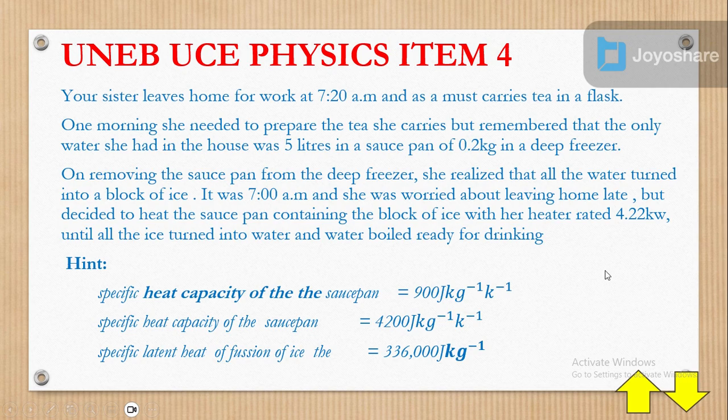So finally, we have now moved to item 4. UNEB UCE Physics item 4. Let's go through it. They're saying your sister leaves home for work at 7:20 a.m. and as a must carries tea in a flask.